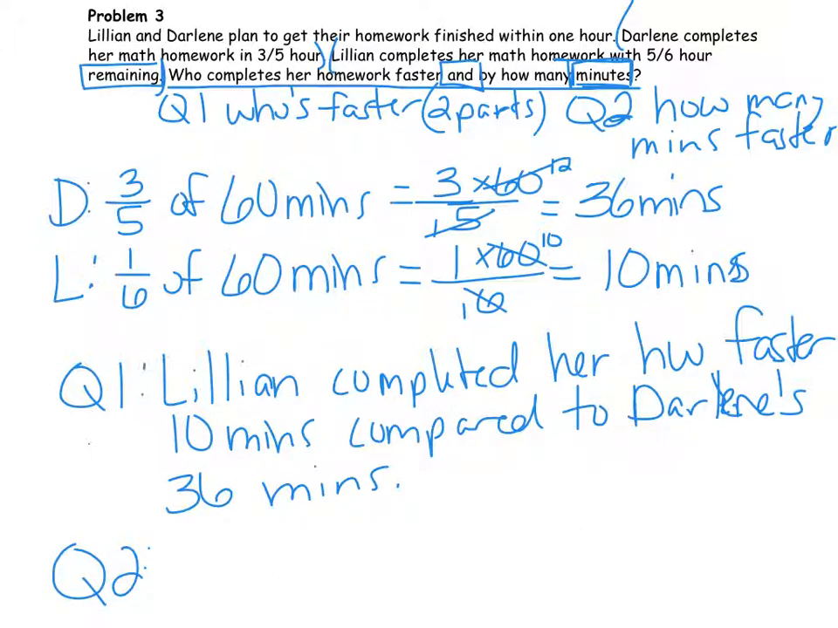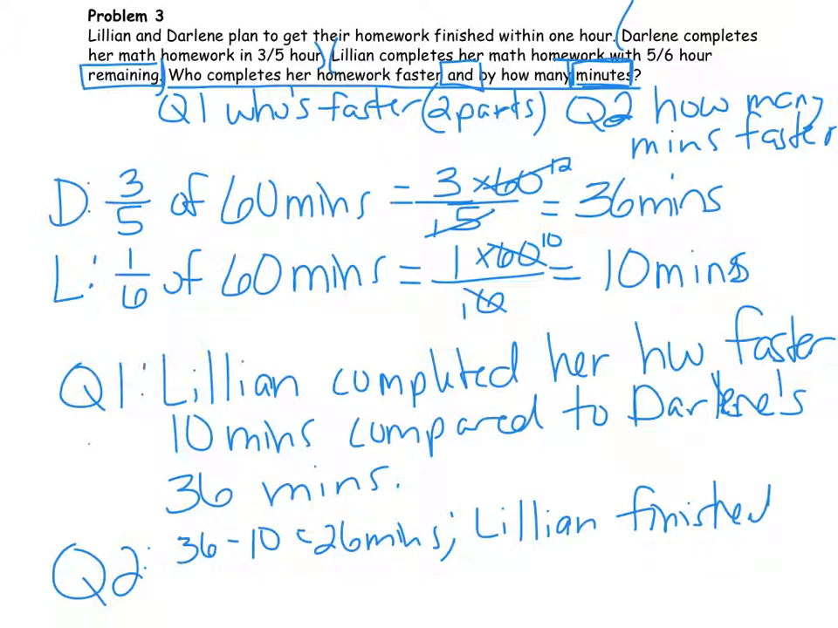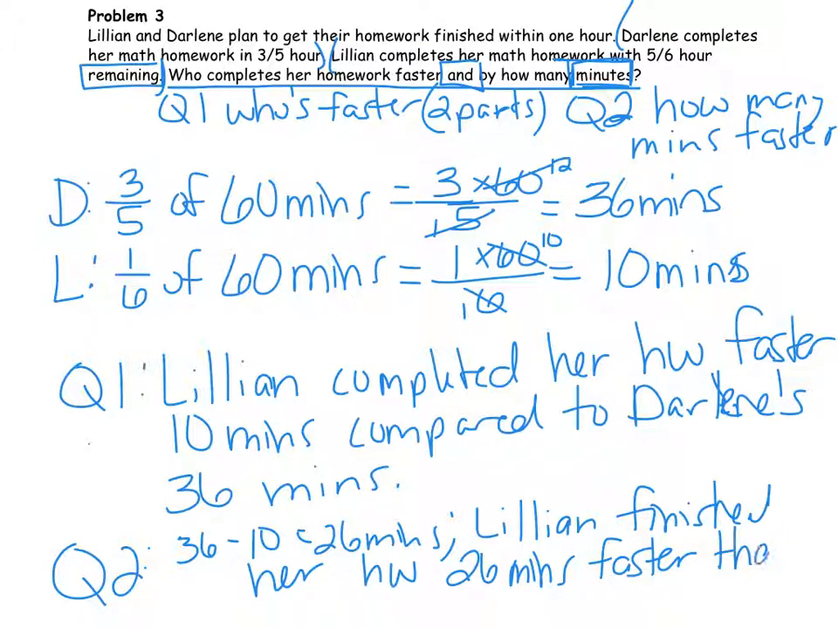So now question 2, how many minutes faster? So I'm going to show my work first before I do my answer statement. Well, 36 minus 10, well, that's an easy one. That's 26 minutes. So Lillian finished her homework 26 minutes faster than Darlene. I don't know about you, but that makes me a little scared for the quality of work that Lillian gave compared to Darlene. Just saying. Make sure everything I did, you did too.